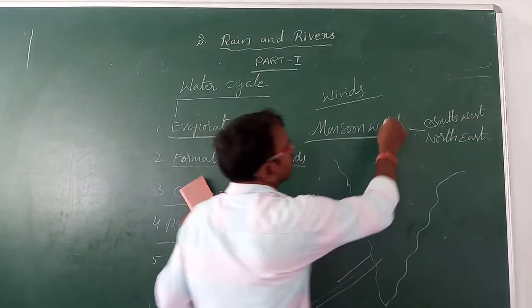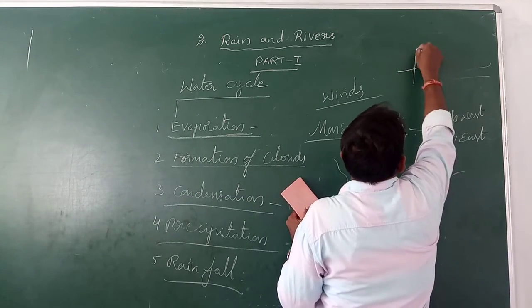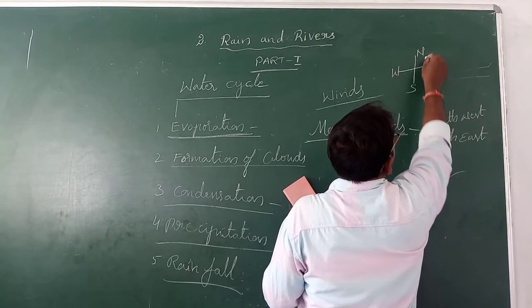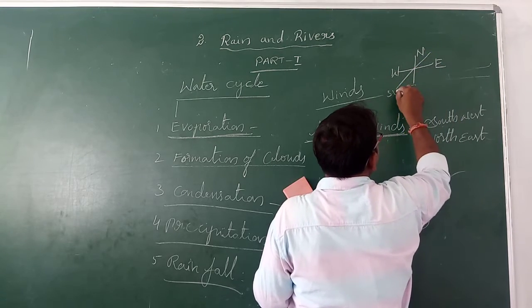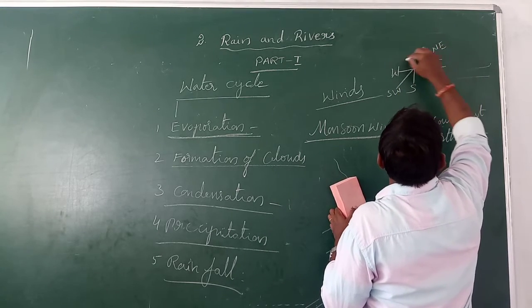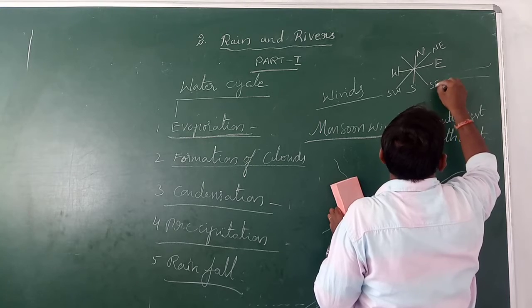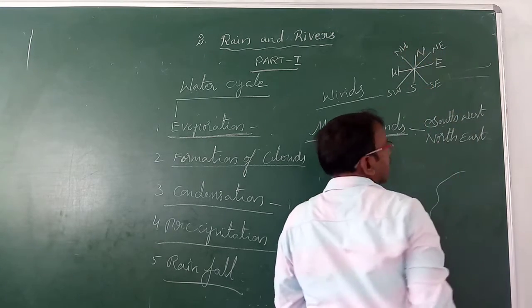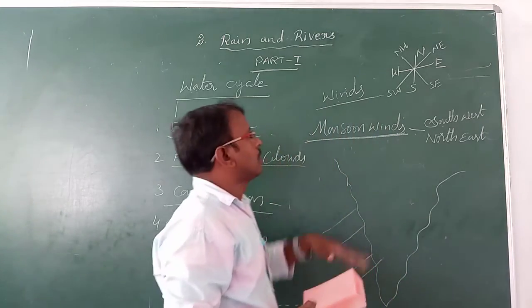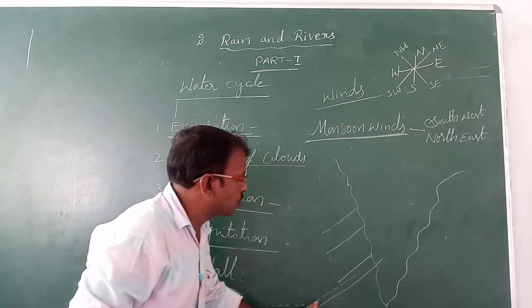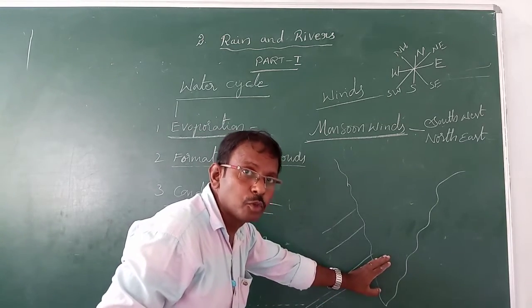We know the directions: north, east, west, south. In the middle, this is southwest, this is northeast, this is southeast, and this is northwest. These are the corner directions. So see here, the southwest monsoon. From the southwest direction, the monsoons reach our India in the month of June.